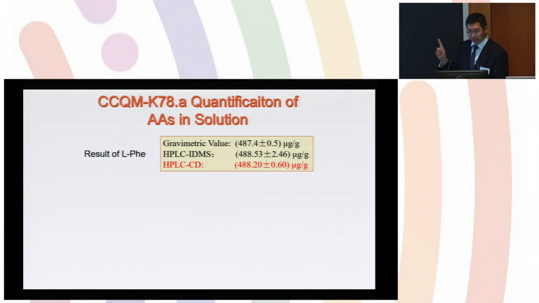The result is shown here. The gravimetric value is provided by the coordinate laboratories. The middle is the result obtained by IDMS technology and reported by NIM China. The last one is the result obtained by HPLC-CD technology. We can see the uncertainty obtained by HPLC-CD technology is much smaller compared with that obtained by IDMS technology.